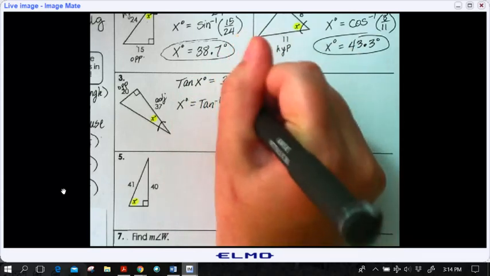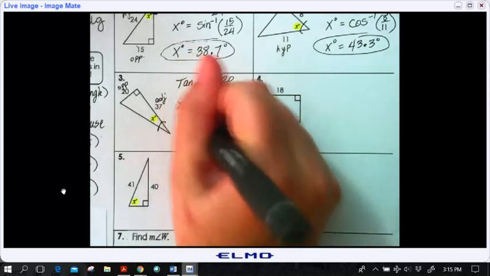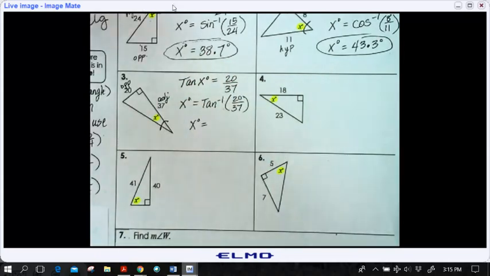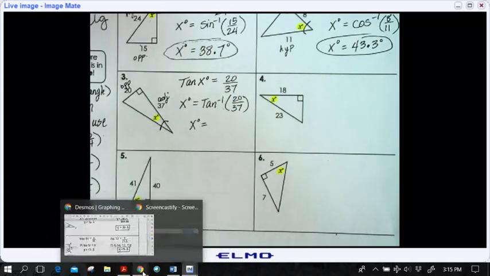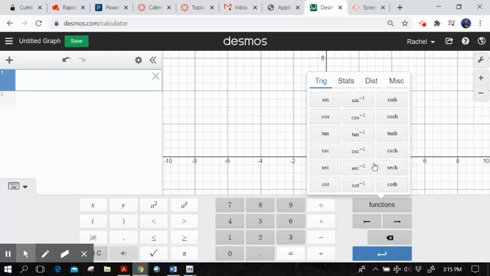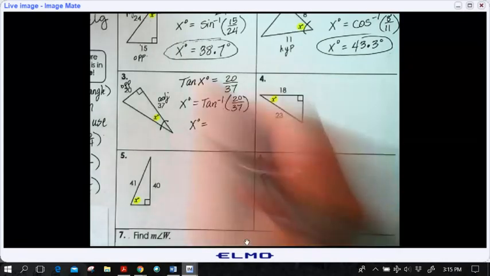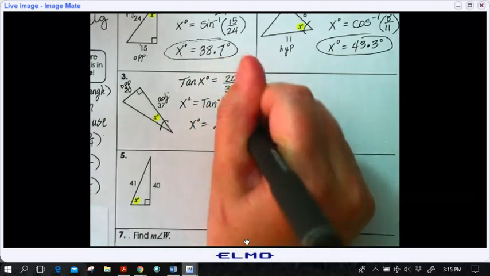We only need to do these inverses when we're finding angles. So let's type this into our Desmo calculator. So the inverse of the tangent function, so tan to the negative 1, and this is 20 divided by 37. So I get 28.4. So 28.4 degrees.